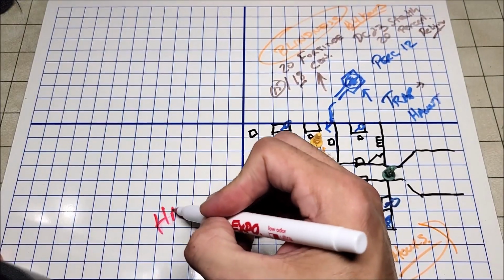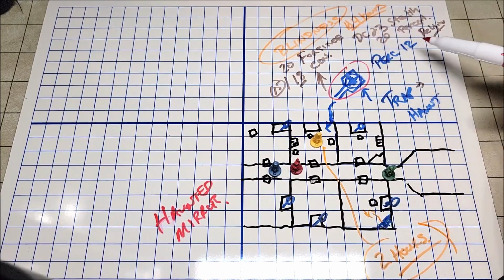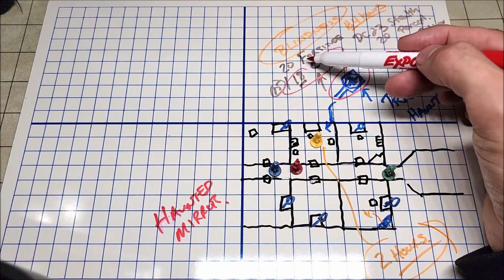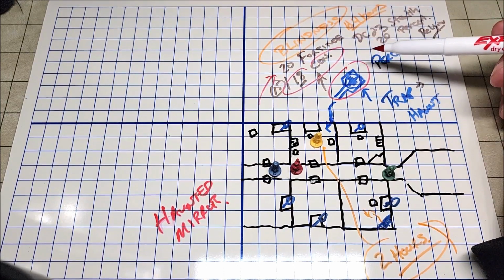So we have a haunted mirror. Now this haunted mirror is trapped, so anytime a character looks into it, they're going to need to make an 18 Constitution, or for Pathfinder, a 20 Fortitude save, or they're going to be blinded for 1d4 hours.